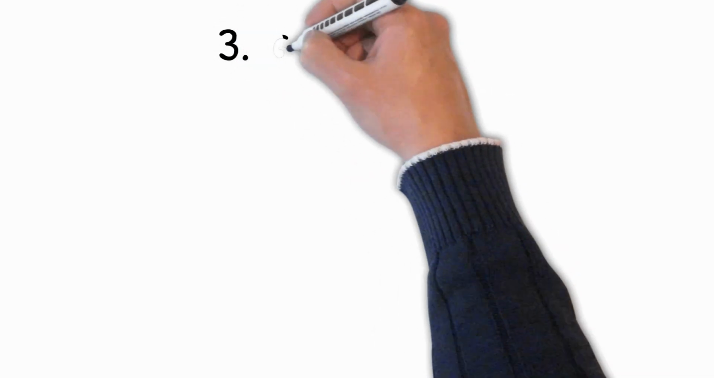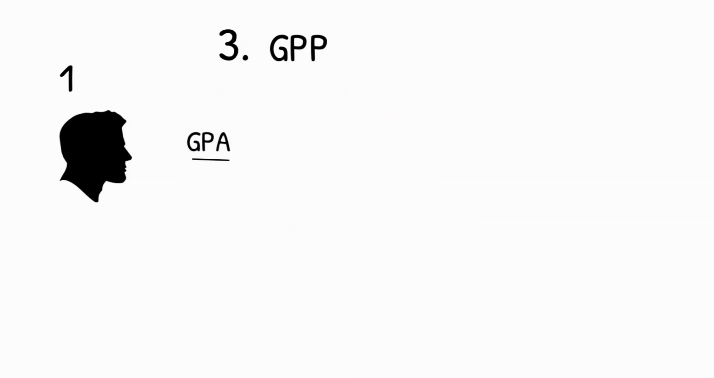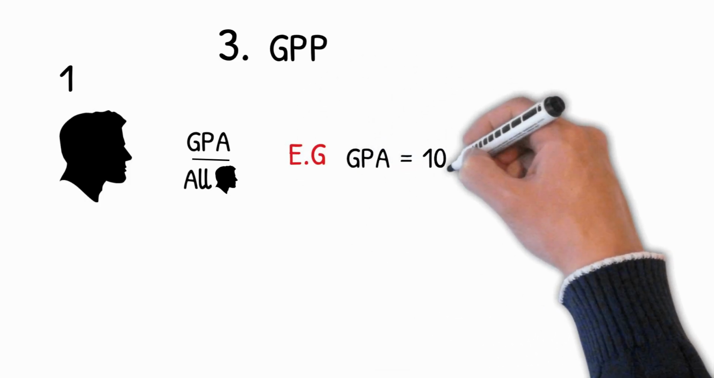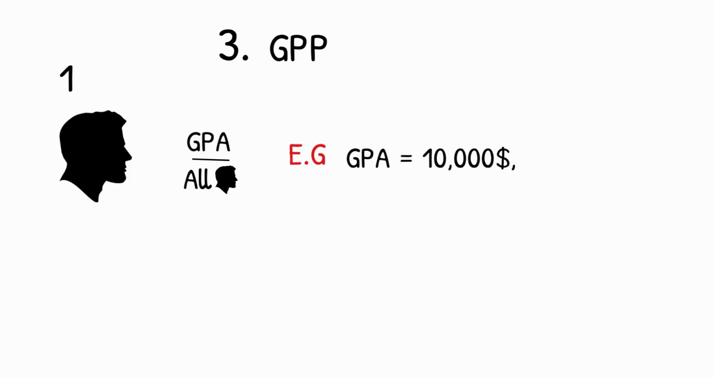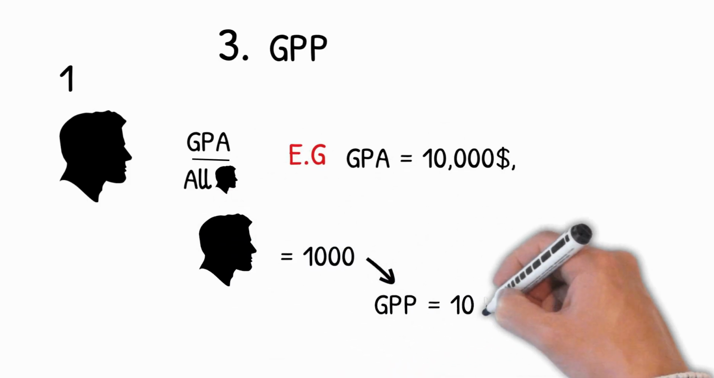The third is GPP, or gross profit per prospect. It is the GPA divided by the amount of prospects you mailed, both those who bought and those who didn't. For example, if our GPA was $10,000 and we mailed 1,000 prospects, our GPP is $10.